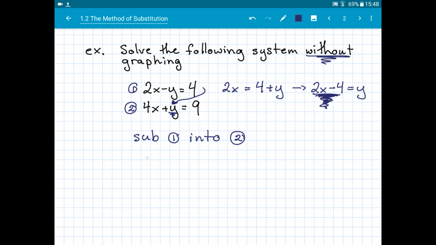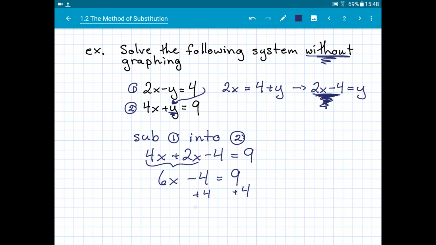Okay, so we're going to end up with 4x plus 2x minus 4 equals 9. Now we're just simplifying. 4x plus 2x is 6x, minus 4 equals 9. We're going to add 4 to both sides, and you're going to get 6x is equal to 13. Now we're going to divide both sides by 6, and we're going to end up with x is equal to 13 over 6. Well, that's great.